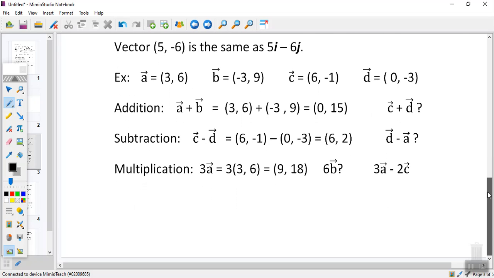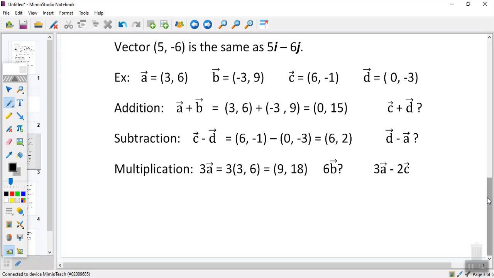If we wanted to add vectors, as an example, we're going to add vector A to vector B. And we found out in the last section, isn't this in rectangular form right here, or x comma y form? If I'm in rectangular form, can I just add the x's and y's? Yep, you bet. So if I'm taking A plus B, that'd be 3, 6 plus negative 3, 9, which would equal 0, 15.